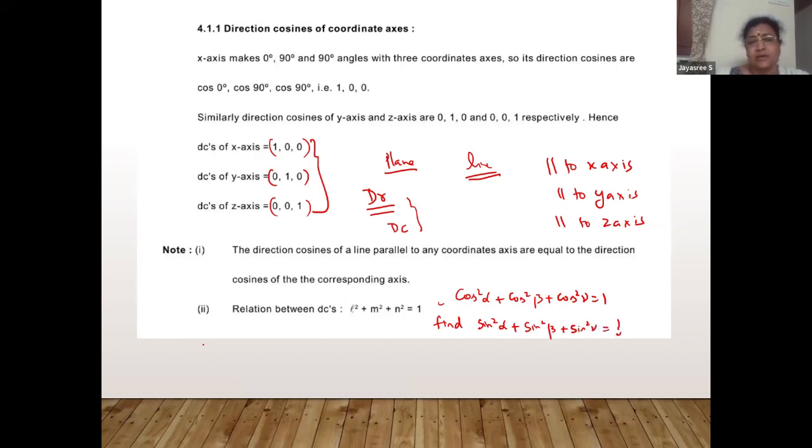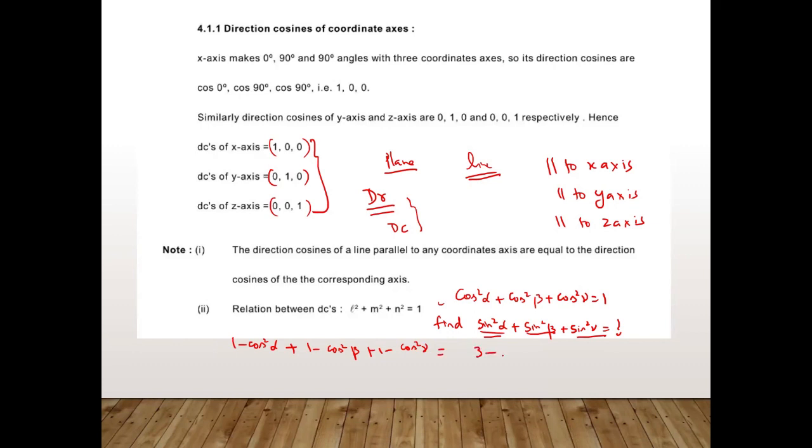This will follow the identity sin square theta plus cos square theta is equal to 1. So sin square alpha can be written as 1 minus cos square alpha, sin square beta can be written as 1 minus cos square beta, and sin square gamma can be written as 1 minus cos square gamma. That is... Answer is 2, madam. Yes, sir. Answer is 2.